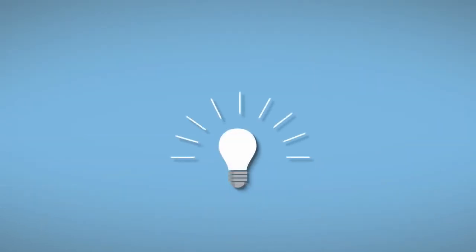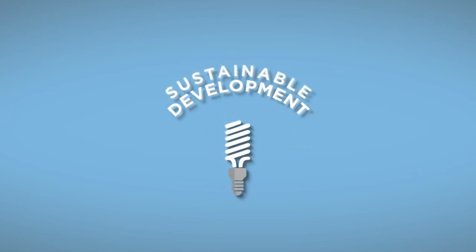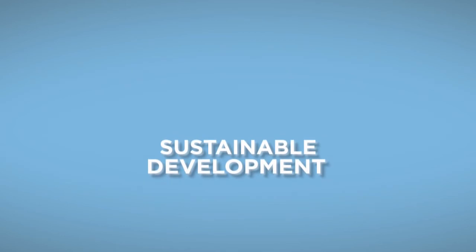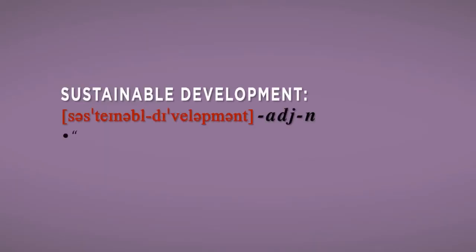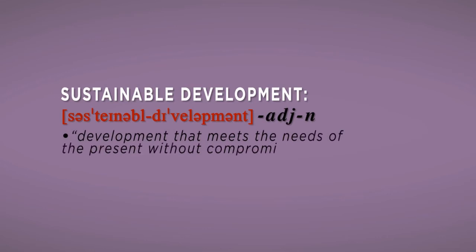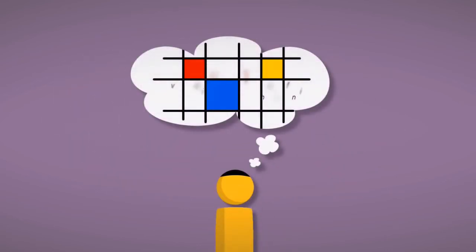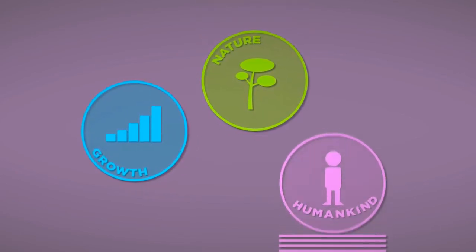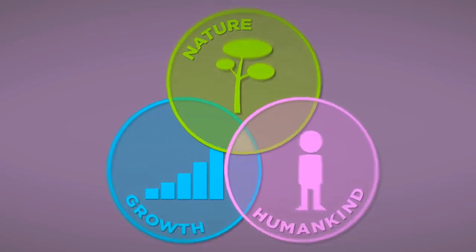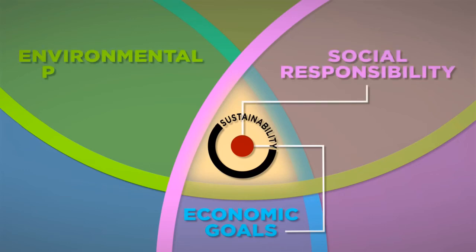The proposed solution was a new kind of development, or rather a variation of the traditional model called, quite simply, sustainable development. The term was officially defined in 1987 as part of the preparations for the Rio Earth Summit. Sustainable development is development that meets the needs of the present without compromising the ability of future generations to meet their own needs. Does that sound a little abstract to you? Let's put it this way. Sustainable development means that growth must be accomplished with respect for nature and humankind. And where is sustainability achieved? Right here, at the crossroads of economic goals, social responsibility, and environmental protection.